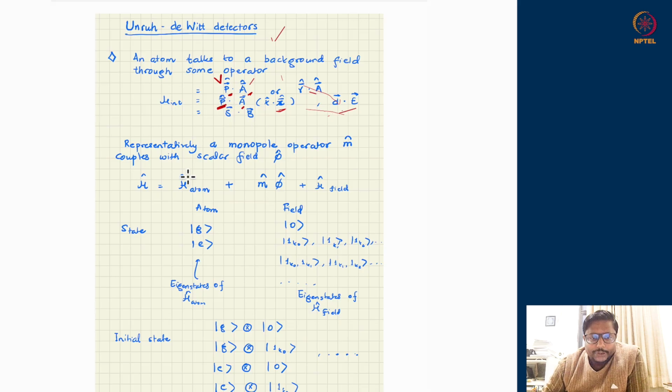So what we do is think of an atomic system which has some operator, we call it the monopole operator M, which talks to a background scalar field phi. In terms of the quantum field background, I'm not talking about the electromagnetic field, but the real scalar field phi. This is the simplest quantum system in the field theoretic domain we can think of. And we couple these two linearly, bilinearly, meaning I write down an M phi term in the total Hamiltonian.